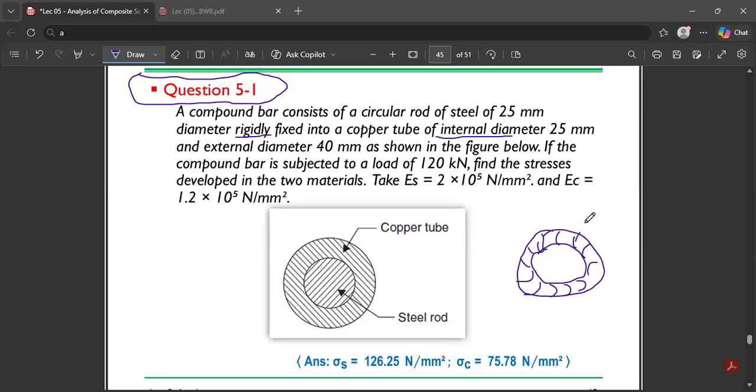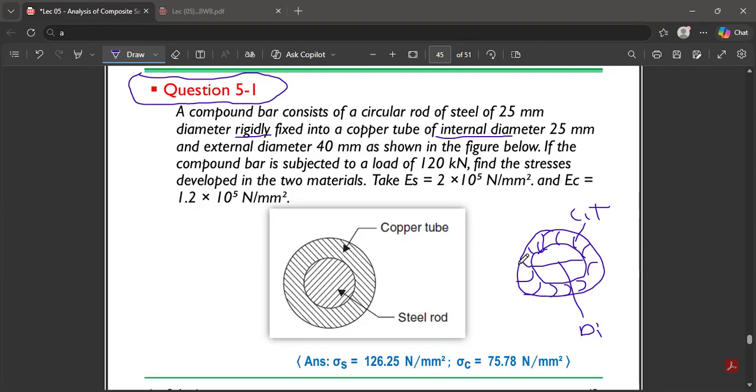So this is how the copper tube looks like. The copper tube is a hollow one. Let's say the internal diameter is from here to here. This one. I will name it DI to show you that it is just the internal diameter.